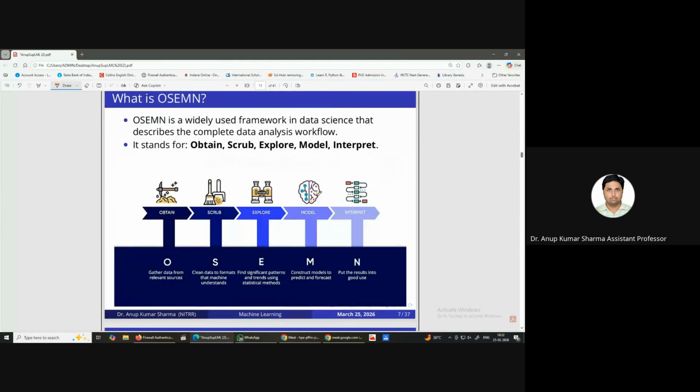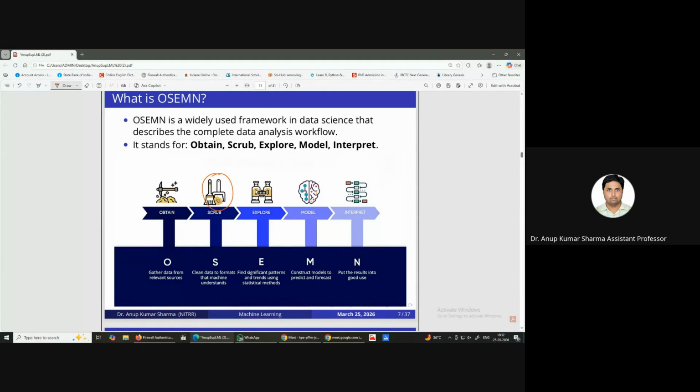So briefly, by this figure we can understand: obtain means we collect the data, either primary data or secondary data. Scrub means cleaning, removing the missing values and changing some units. Like we need meters, but some values are in kg, so we need to change them.